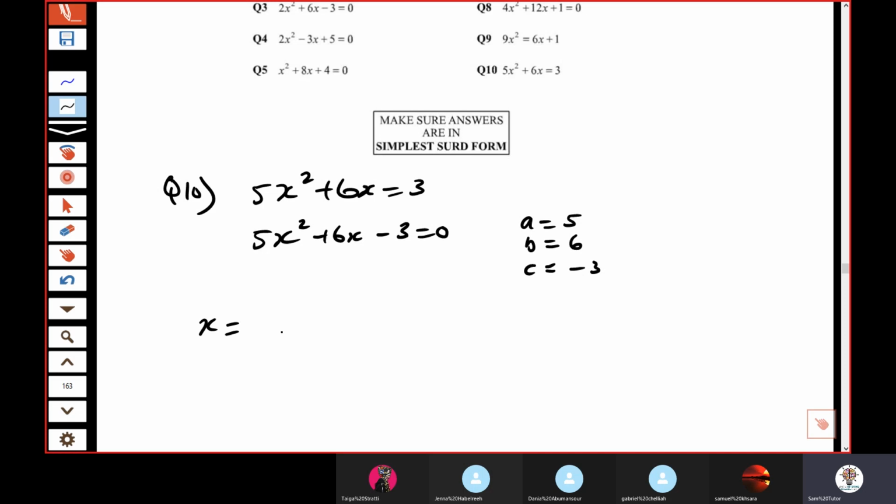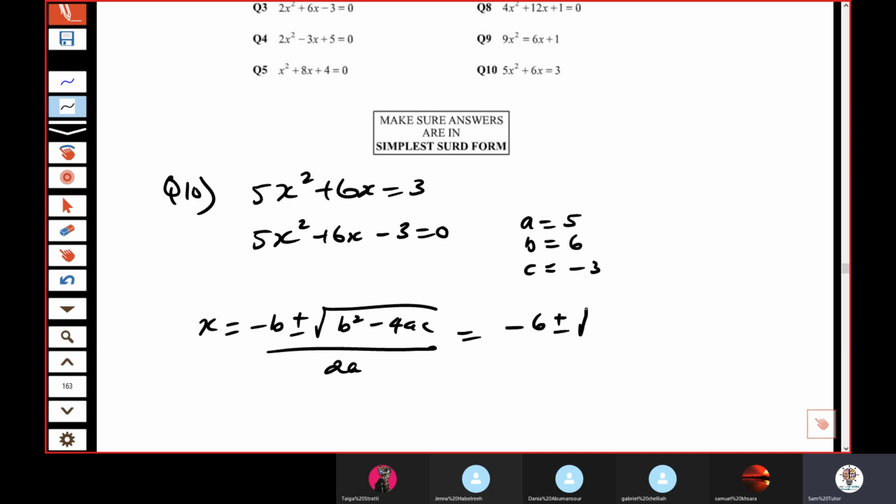What does x equal to? Go ahead. I think write it. Minus 6 plus minus square root. Just to make it a bit different, just in case you see somebody else do that, like it's allowed. Minus 4 times 5 times negative 3 over 2 times 5, which is 10.